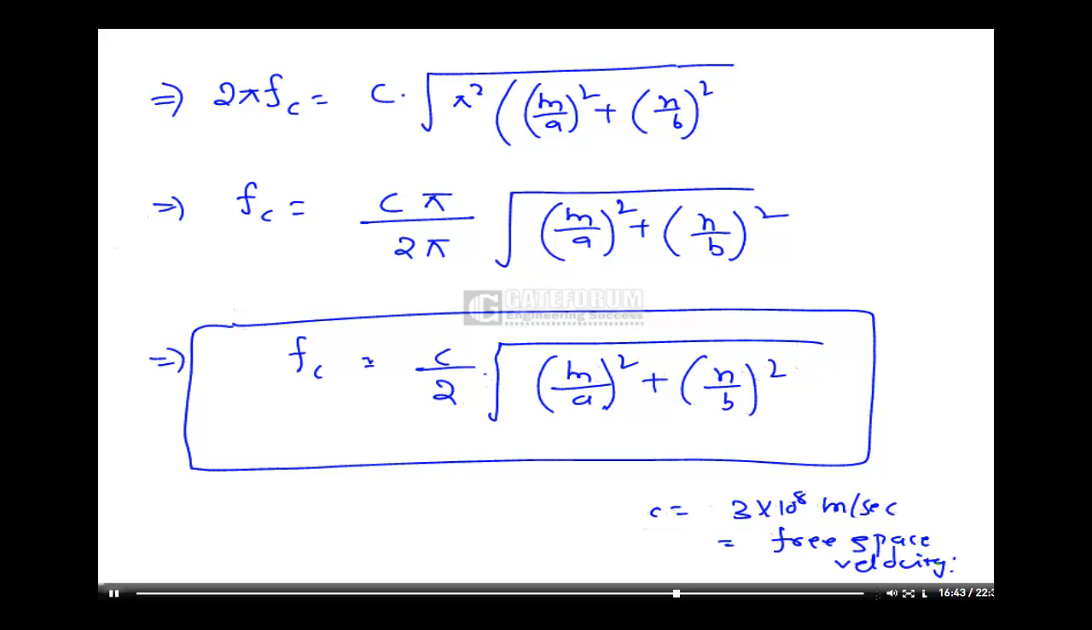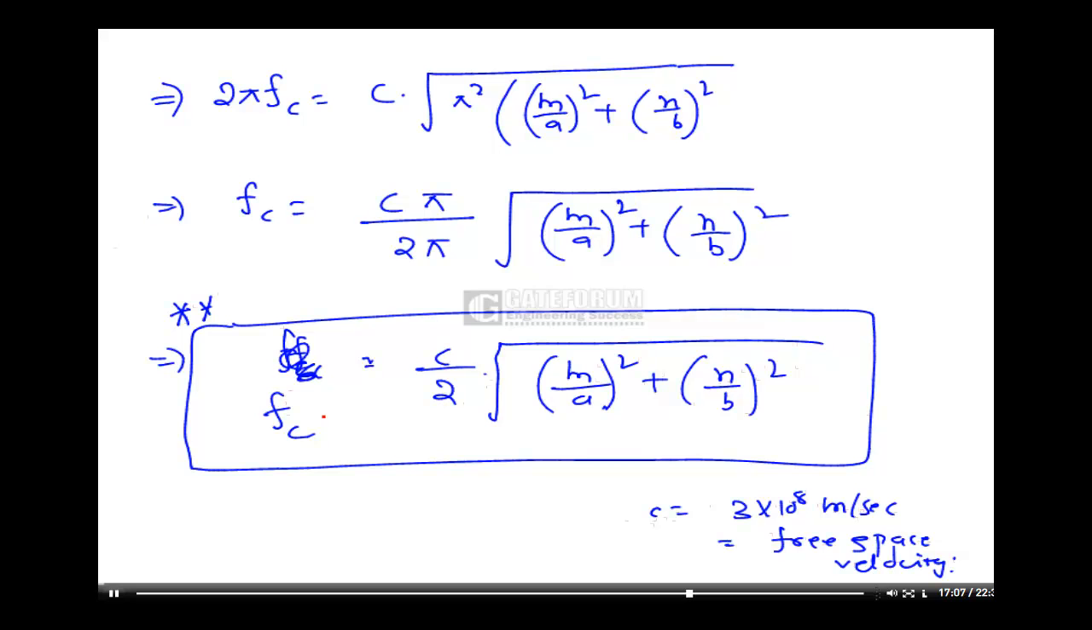Suppose any dielectric constant is given, then it is C by square root of mu epsilon. So we can calculate easily for any medium also. So this is the formula for cutoff frequency. This is the fc. fc is equal to C by 2 square root of (m by a) whole square plus (n by b) whole square.